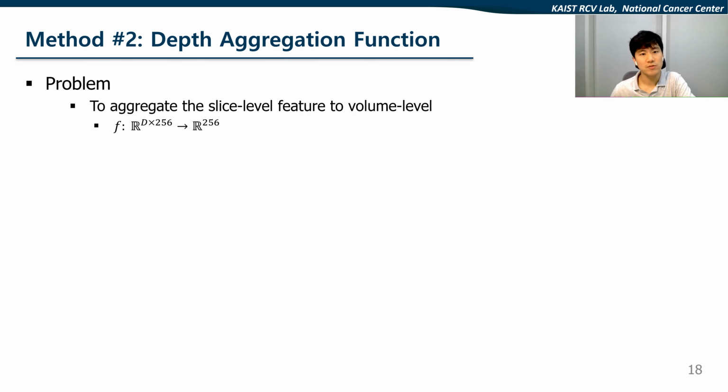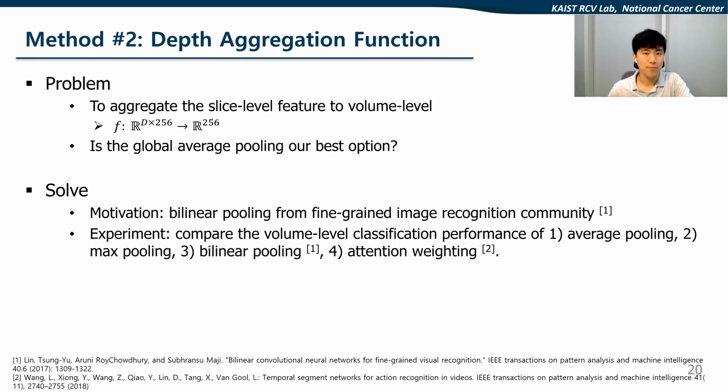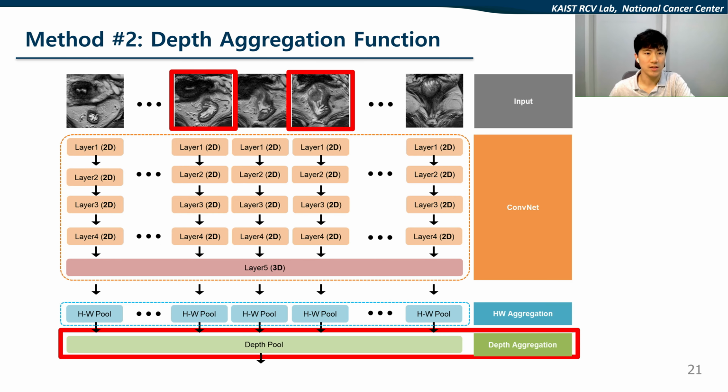The depth aggregation function aims to merge the slice level feature into the volume level. In addition to the widely adopted global average pooling, we also compare the performance of max pooling, bilinear pooling, and the attention weighting. This is the whole network scheme with the depth aggregation function.